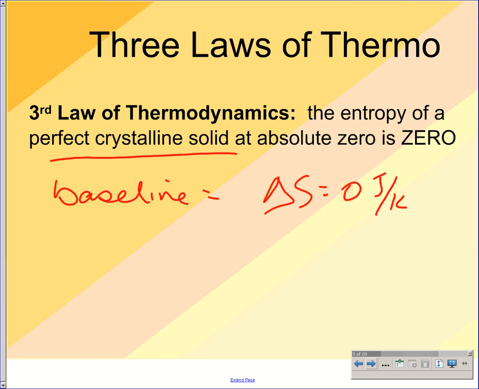If you look in the back of your textbook in the appendix, like where you've been looking at your delta H's, you'll find all the delta S numbers, and they should all be positive. Okay?